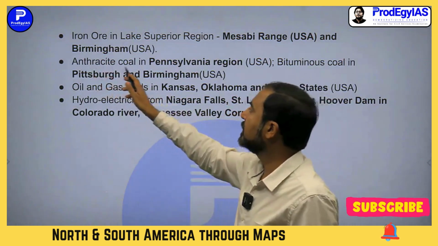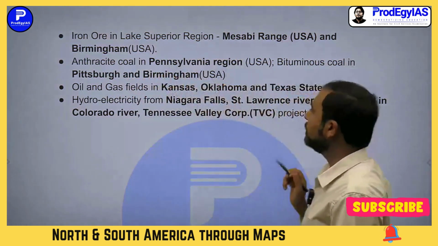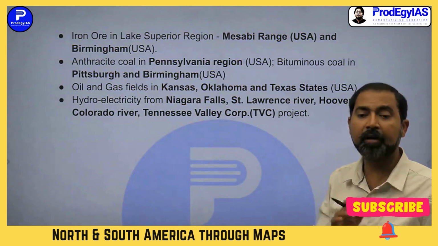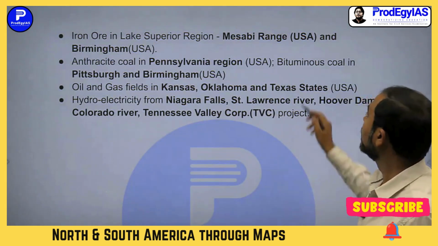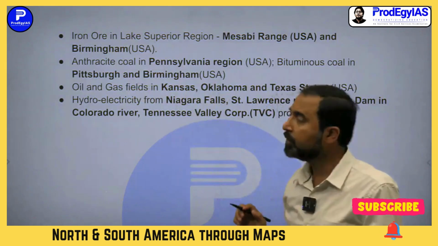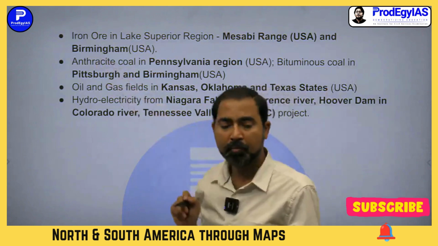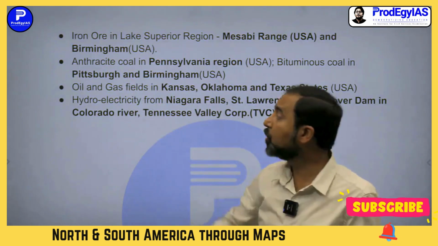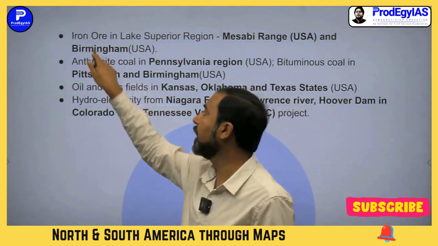Then anthracite coal in Pennsylvania region. Pennsylvania state of USA is very rich in anthracite, the best variety of coal, right? And bituminous coal in Pittsburgh and Birmingham region. So Pittsburgh and Birmingham both are the important iron and steel centers of USA. Because of which? Because of these regions, iron and coal.